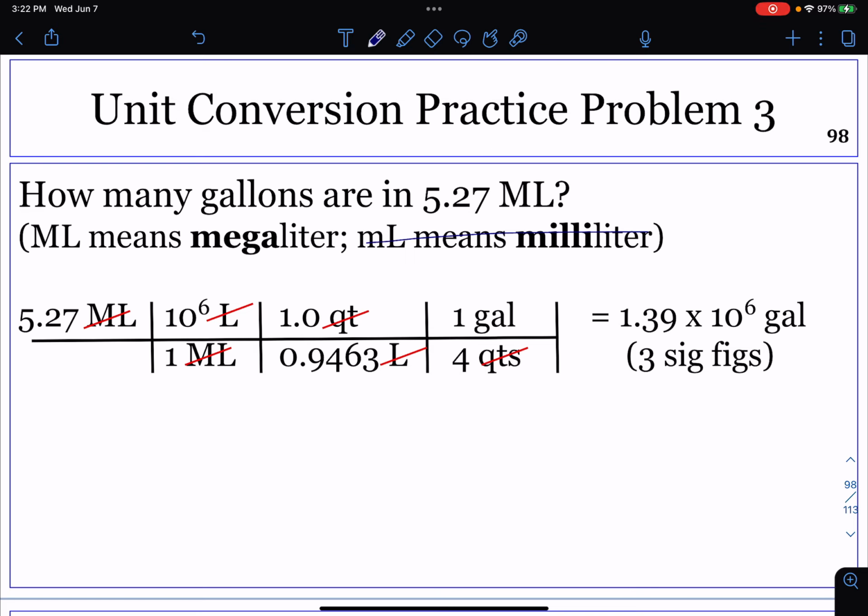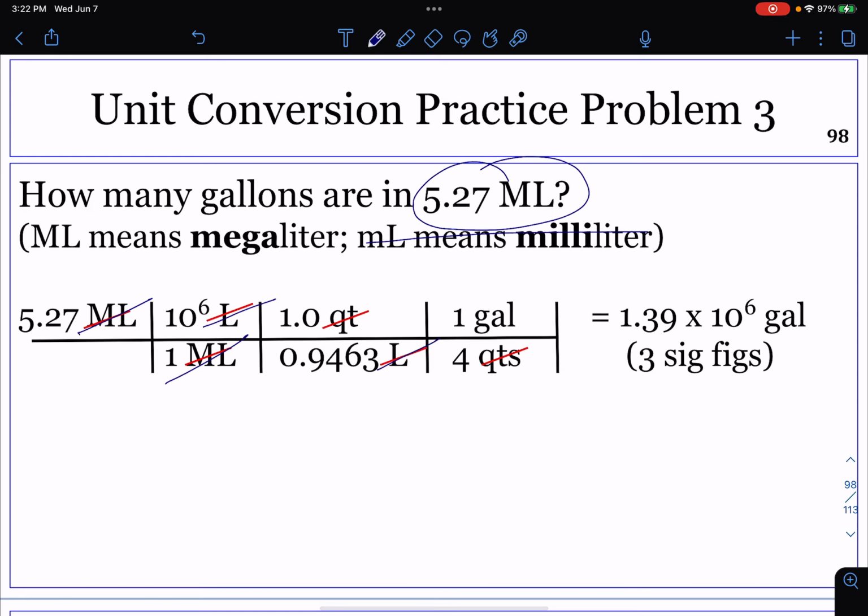So start with the measured quantity, the 5.27 megaliters. First, use the metric system from the metric system chart. We have a multiplier of 10 to the 6. That goes with the base unit, which is liters. And we're going to put 1 megaliter in, on the bottom because we want to cancel our megaliters. From the periodic table, we'd find a unit conversion of 0.946 liters is equal to 1 quart.